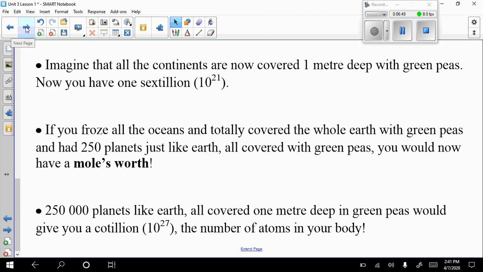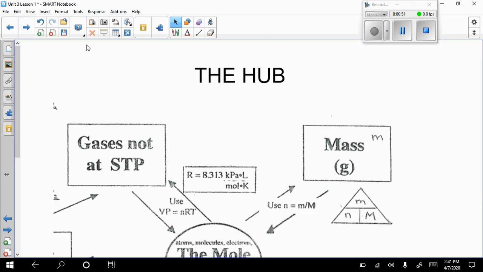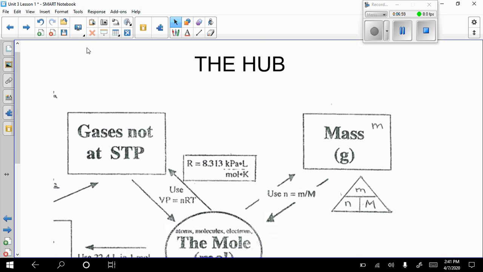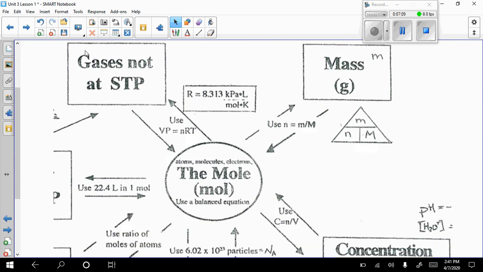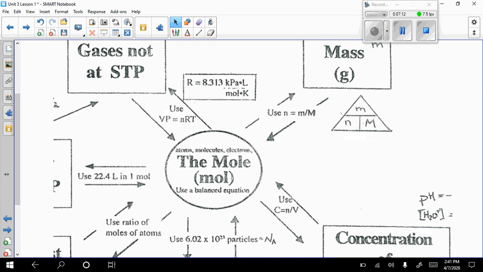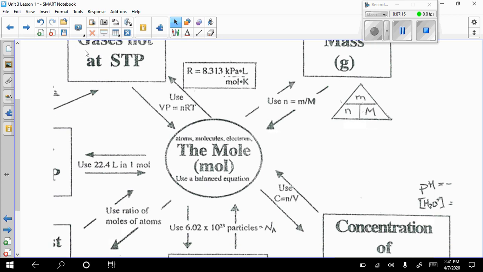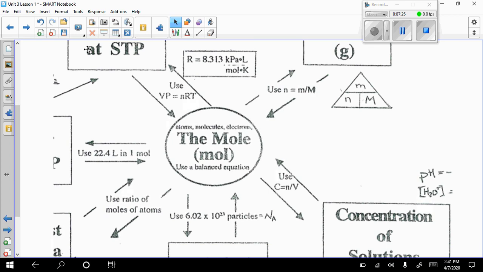It's a huge number. Okay, well, I gave everyone in class the hub, and we haven't talked about the hub yet, but the hub in this unit is going to become very important to us. So hopefully you have a copy of the hub, and you can use this, or if not, you can print one off. I've still got one on the Edmodo page that you're welcome to print off. But here it is, and you can see the mole is so important. It's at the center of the hub, and so the mole is going to be something that we're going to be referring to a lot in the next few lessons, and certainly throughout this unit.